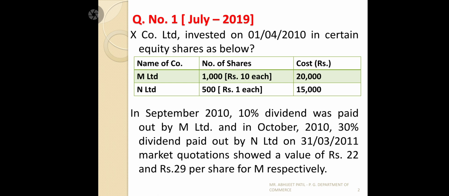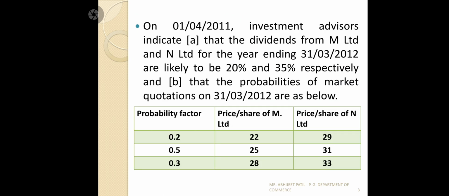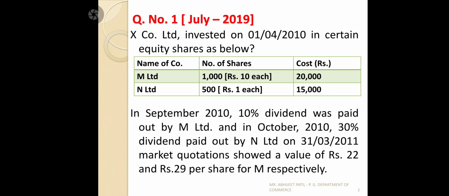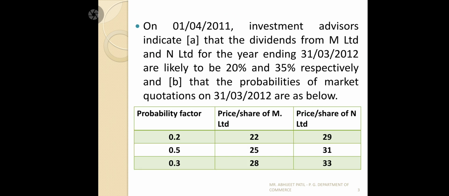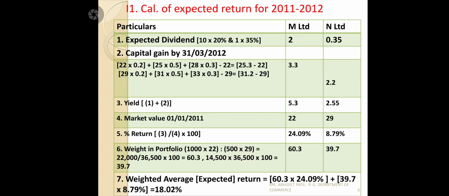See, for the academic year, the number of shares, it is per share 10 and 1 each. You can take the value of shares and see the market value, the dividend has been changed to 20 and 35 for the financial year 2012 purpose. Okay, so with the help of that information we should first calculate the dividend. We cannot go for return yet because we need the probabilities. So 10 per share of M into 20 and 1 of 35, we'll get 2 rupees and 0.35 for M and N for the financial year 11-12.